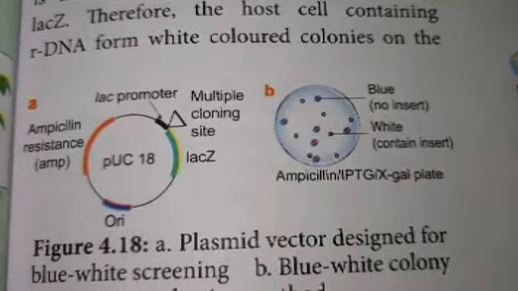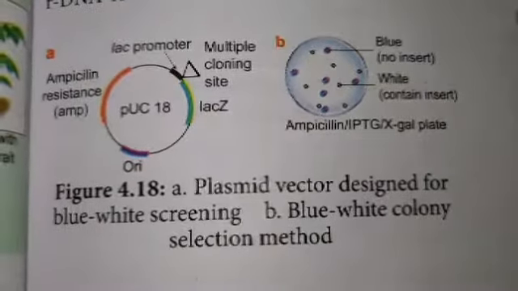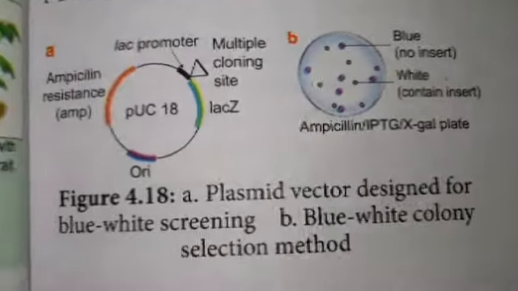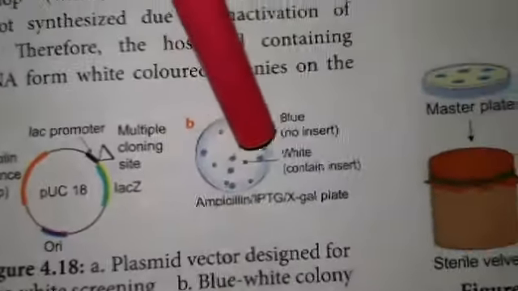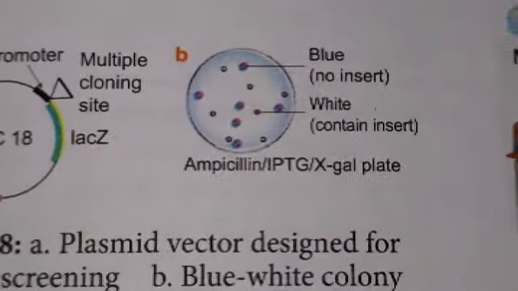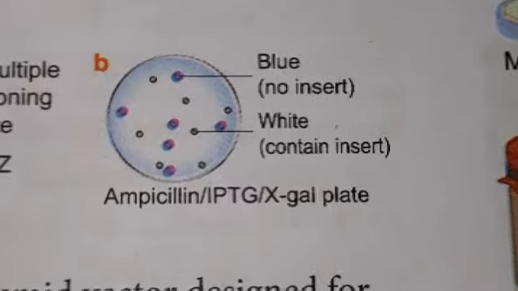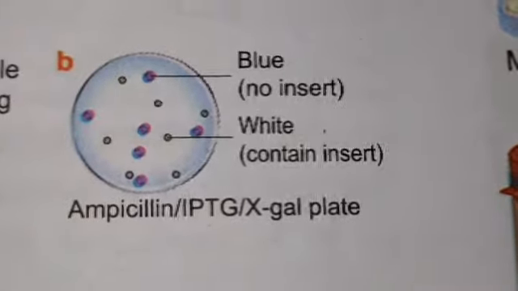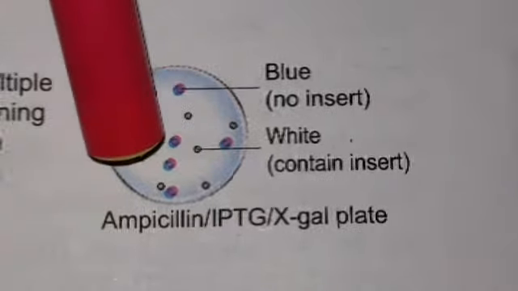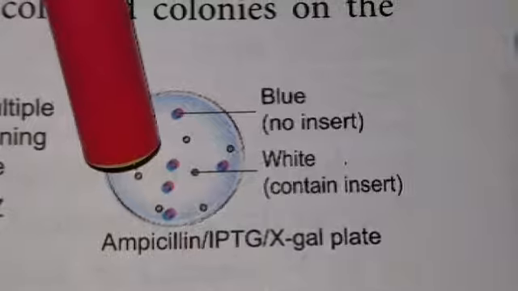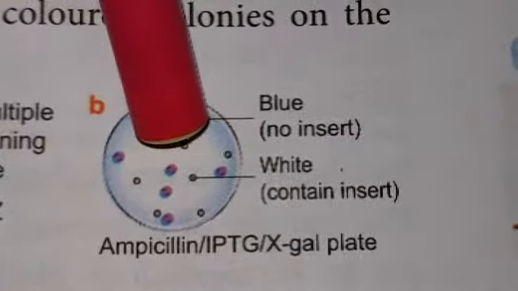So in this blue-white colony selection method, if the host cell contains rDNA, that is foreign DNA, it produces white colored colonies on the X-gal medium. The white colony contains the insert. Insert means the recombinant DNA, that is the gene of interest.